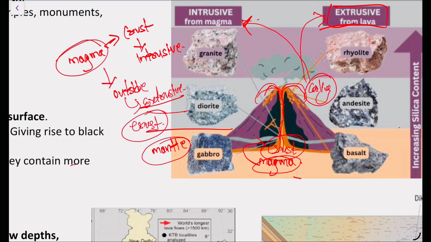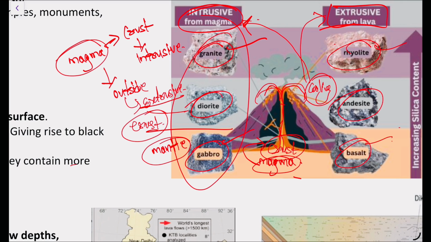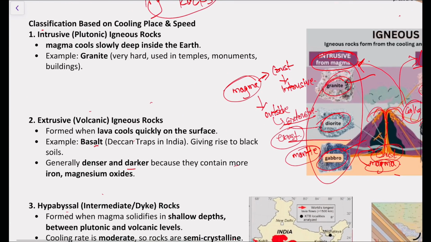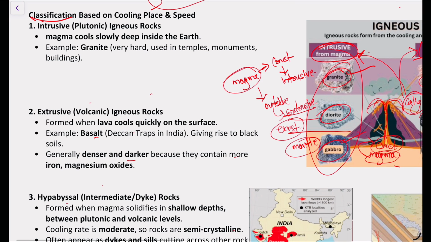The examples of the extrusive rocks are rhyolite, andesite and basaltic type of rocks. The examples of intrusive rocks, which are formed because of the cooling of magma inside the earth surface, are granitic rocks, diorite and gabbro. Understood? So this is the classification. The first one is the intrusive igneous rocks, right? When magma cools deep inside the earth. An example is granite.